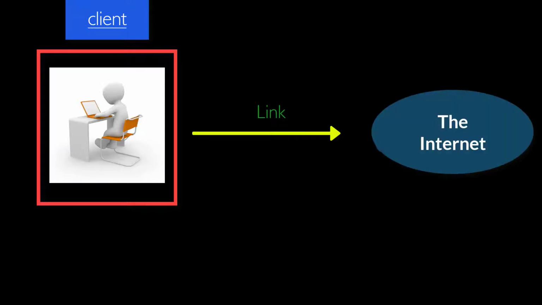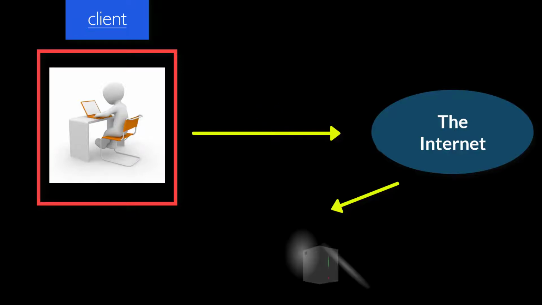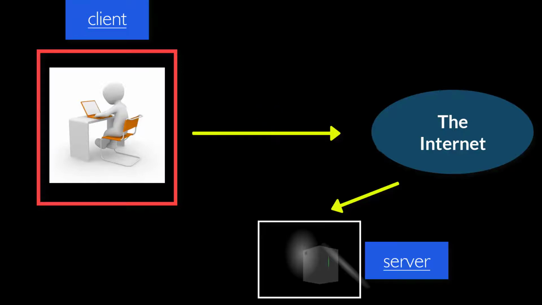You tell the browser what web page you'd like to see in this form, or a link that the browser converts to that form behind the scenes. The browser sends this request to the internet, which locates the specified host system, which is called the server. The server looks up the directory and page you requested and sends it back to you.